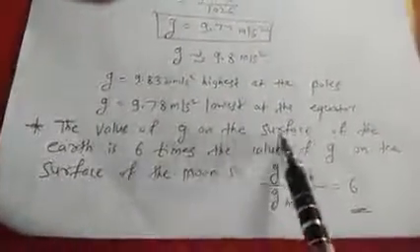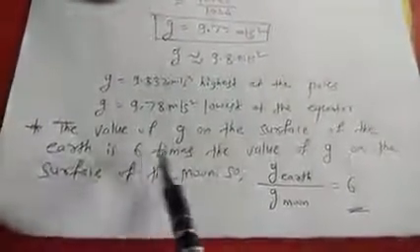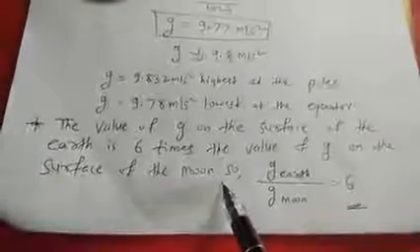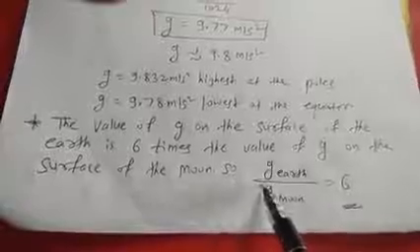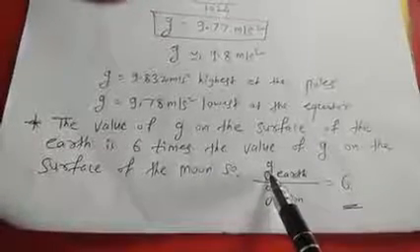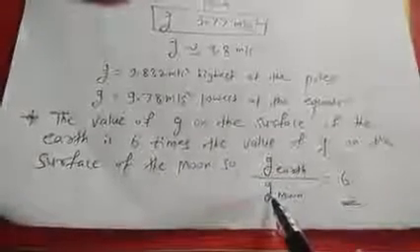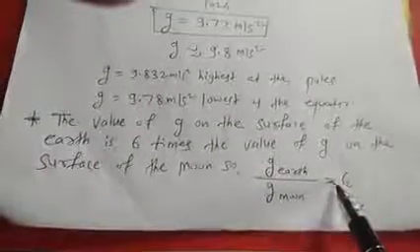Next, the value of g on the surface of the earth is 6 times the value of g on the surface of the moon. So, the ratio of acceleration due to gravity on the earth to the acceleration due to gravity on the moon is equal to 6.